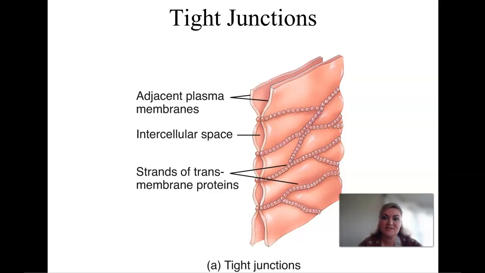Looking at tight junctions, this is what they would look like between two cell membranes. You see how you're going to have that space in between, so you have an intercellular space, and you're going to have those little strands of transmembrane proteins that are holding them together. So they look like little balls that are holding the two cells together.